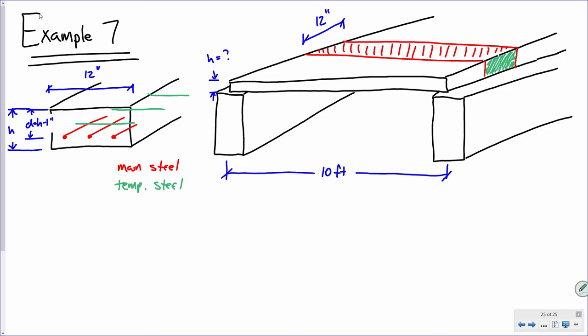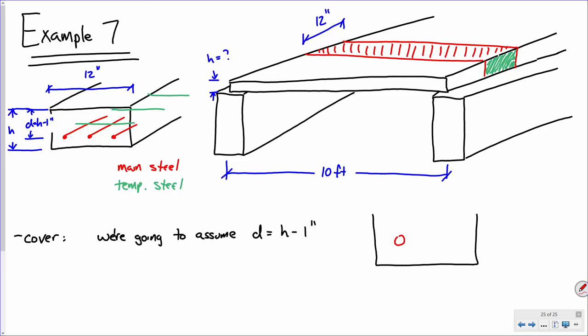Everybody good? Okay. Now let me clear up this cover thing real quick. So I'll even put this off to the side, cover. I'm going to say we're going to assume D is H minus 1 inch. Because if I look at the bottom of that slab and I have some piece of rebar, I need this dimension to be 3/4 of an inch. But D is measured from the center up, right? So it's going to be a little more than 3/4 of an inch, so 1 inch is probably a good guess for right now. Is that a fair statement? Okay, all right. Sorry about that confusion.